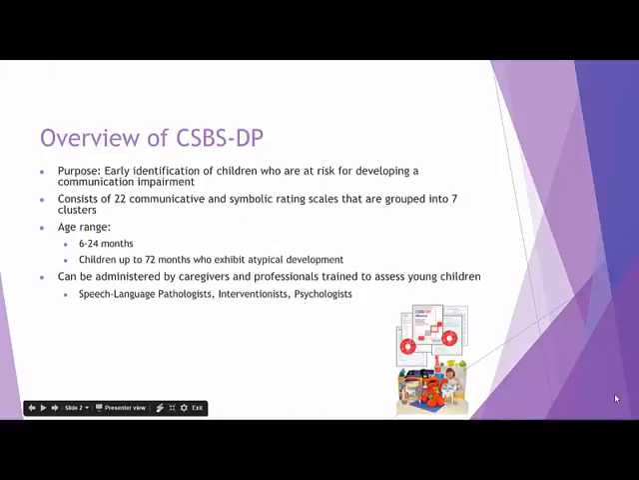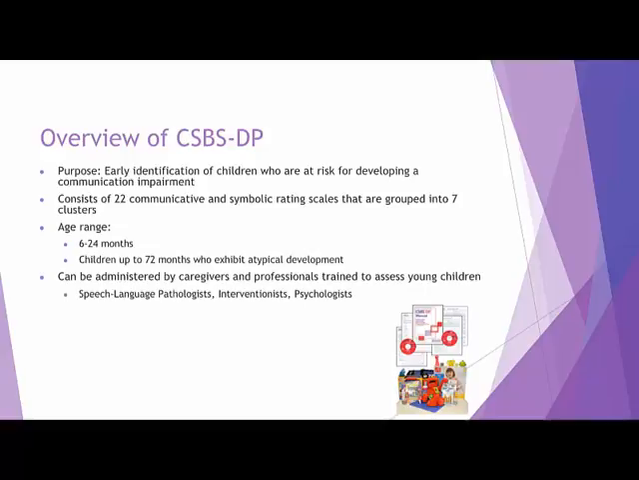Okay, so a quick overview of the CSBS. The purpose of this assessment is to identify children who are at risk for developing a communication impairment. It consists of 22 communicative and symbolic rating scales that are grouped into 7 different clusters, and those 7 clusters are communicative functions, gestural communicative means, vocal communicative means, verbal communicative means, reciprocity, social affective signaling, and symbolic behavior.